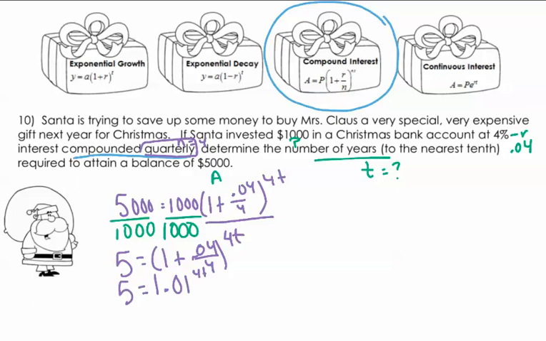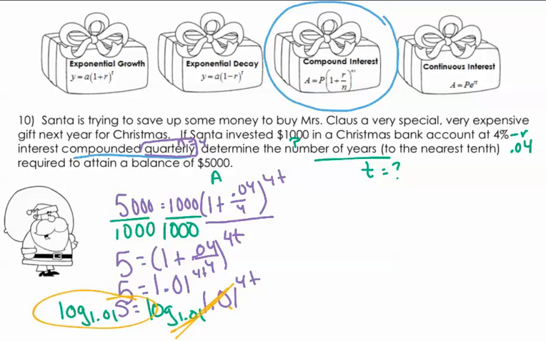We're trying to get that 4t down, so we've got to get rid of the exponential base of 1.01, which means we're going to have to take the log of each side, and we're going to choose log of base 1.01 because of the exponential base. So taking log of each side. So now those inverse properties are going to allow me to cancel this out here. And then this right here, that's just a number.